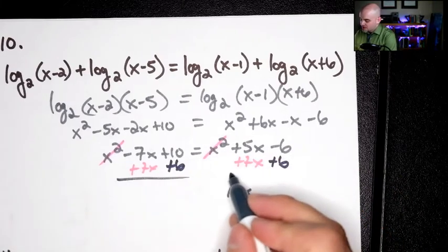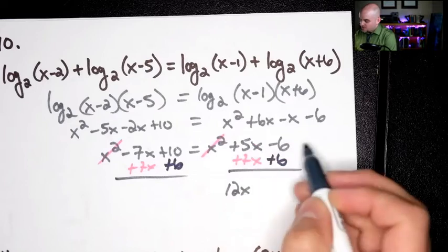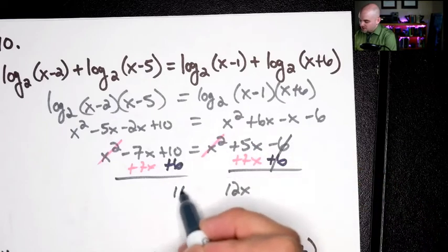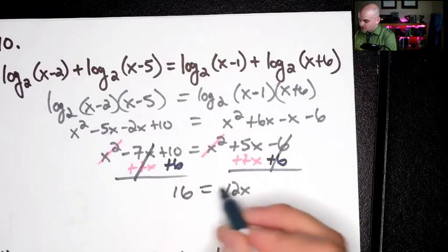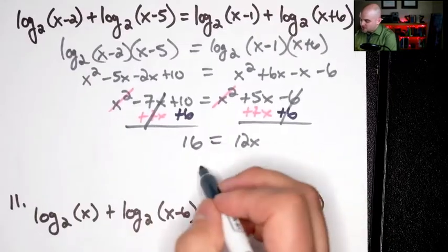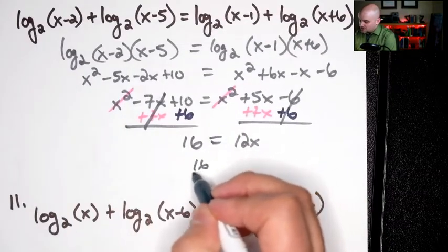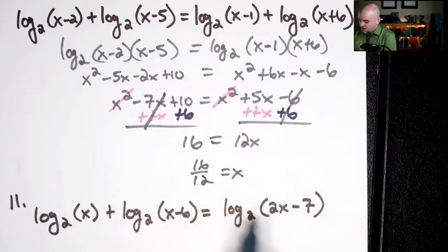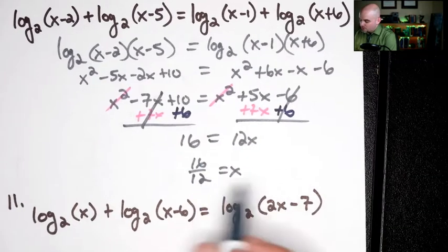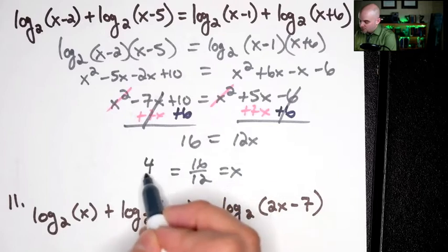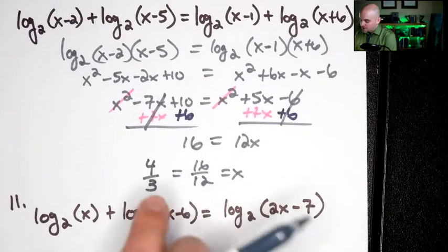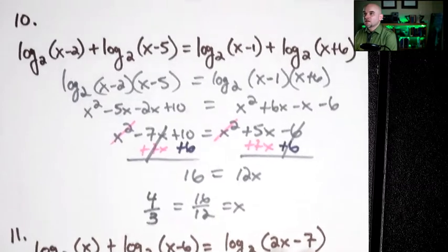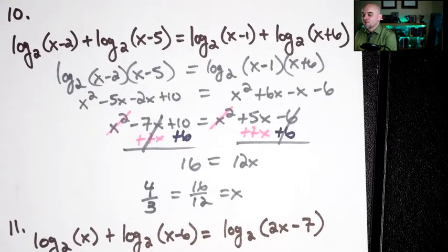And so let's see what happens here. 7x and 5x give me 12x. These cancel. This gives me 16. Those cancel. I get 12x equals 16. Divide both sides by 12. You get 16 over 12 equals x. And this will reduce. 4 goes into both, so you end up with 4 over 3. Now that looks like my answer. Let's make sure it doesn't give me a negative number.